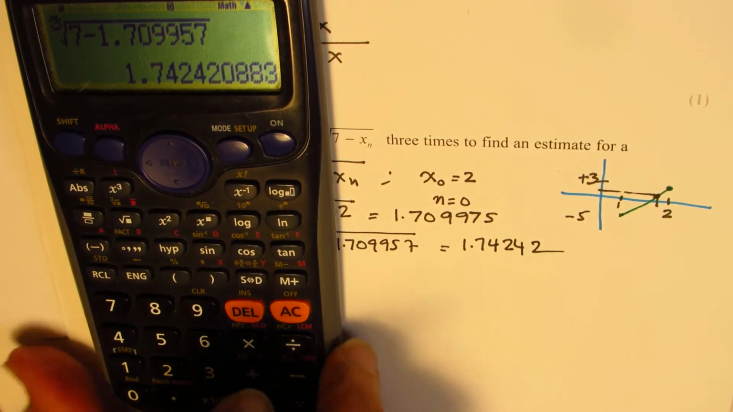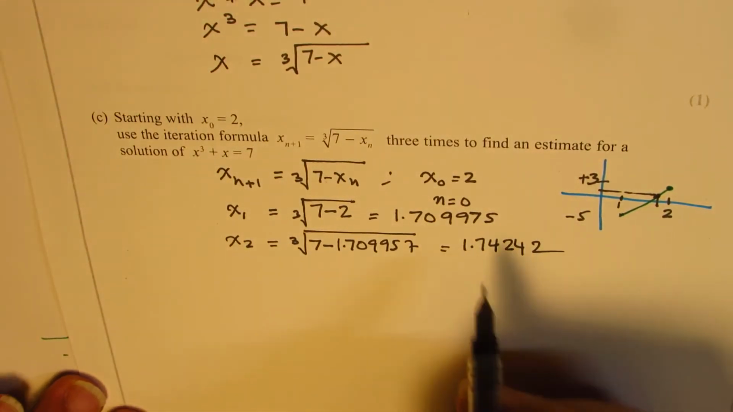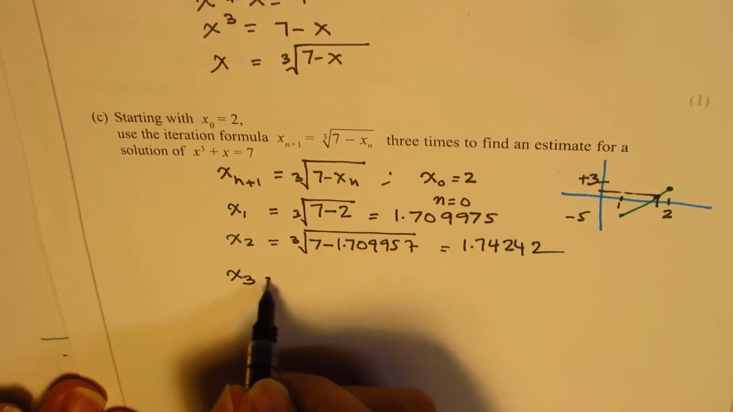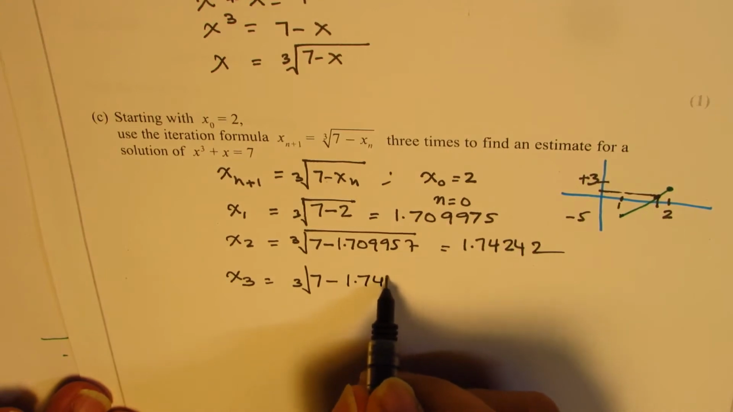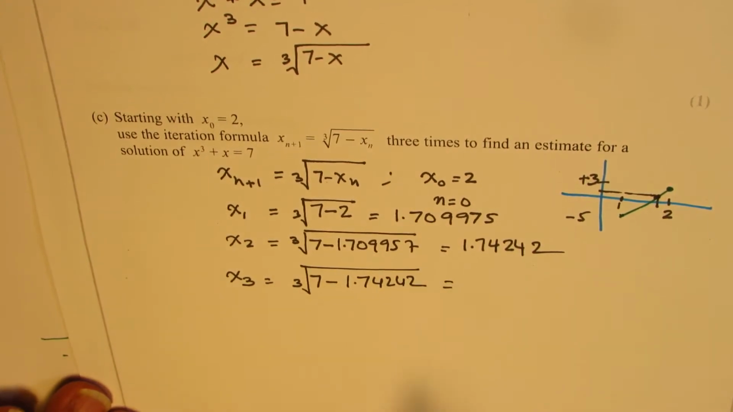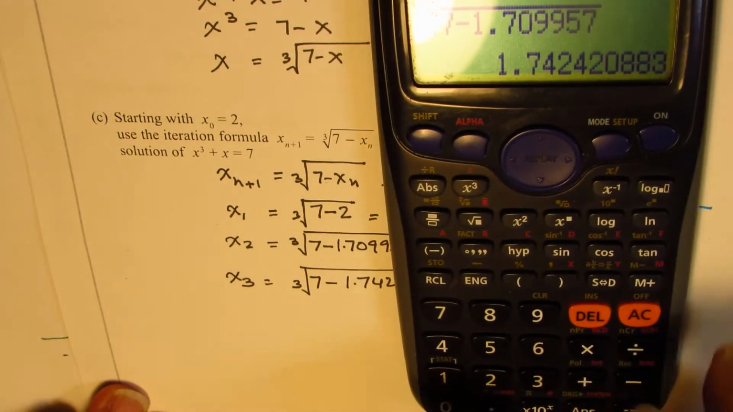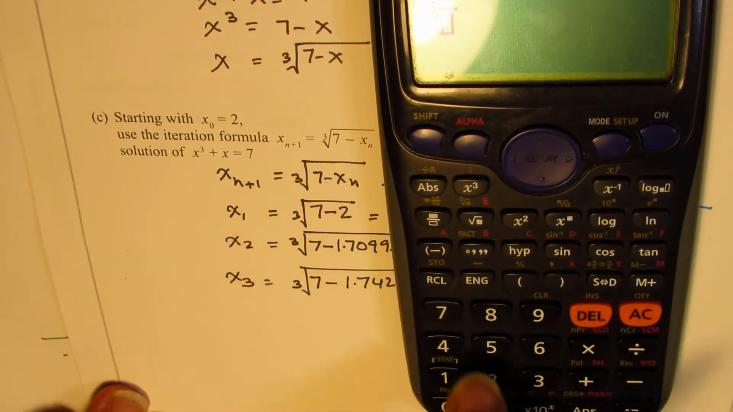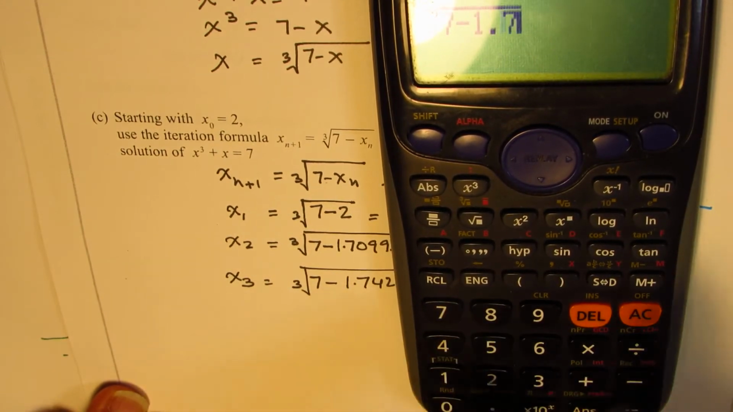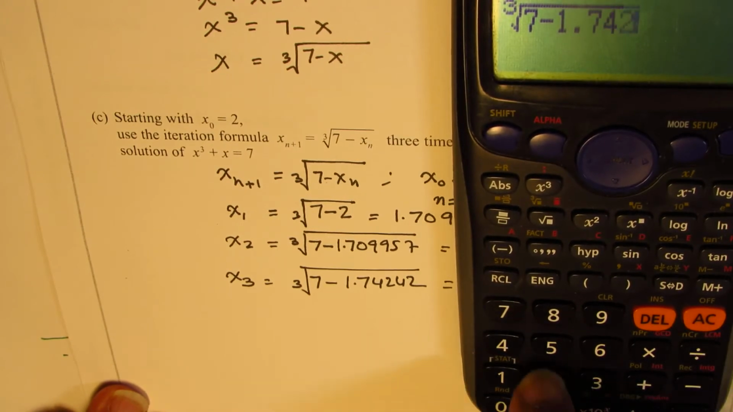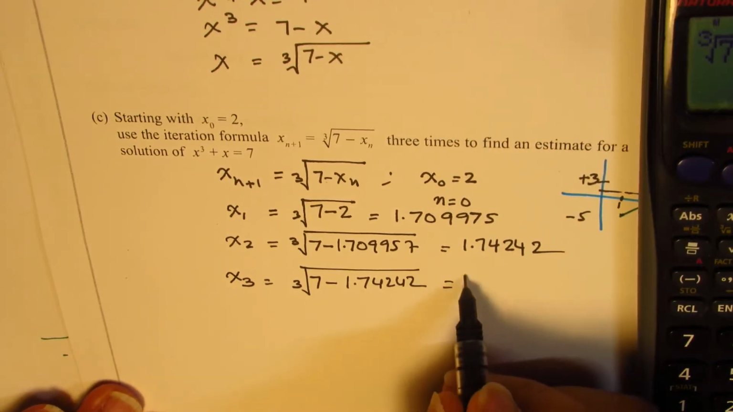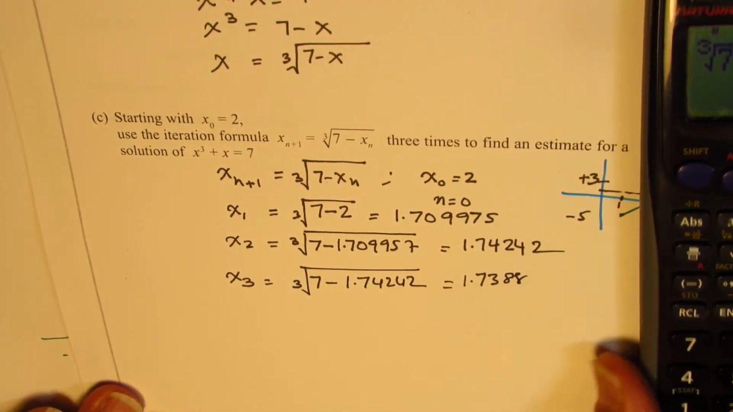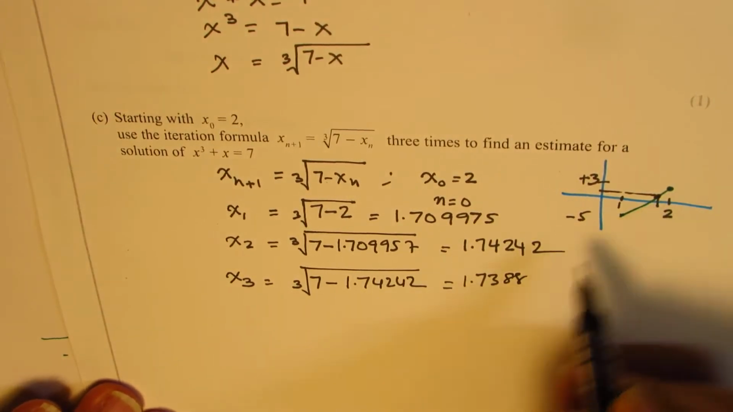Okay. So we have come even closer to 0, right? So we can find the third approximation. So now we'll do cube root of 7 minus this value, 1.74242. Now this value here is... let's do the calculation again. Cube root of 7 minus 1.74242. And that is 1.7388, right? So we are coming closer and closer to 0, right?